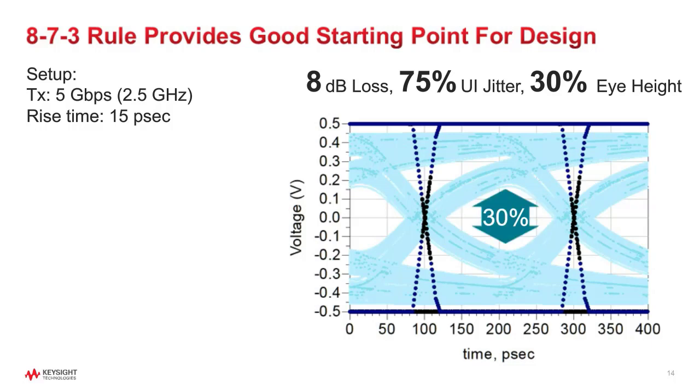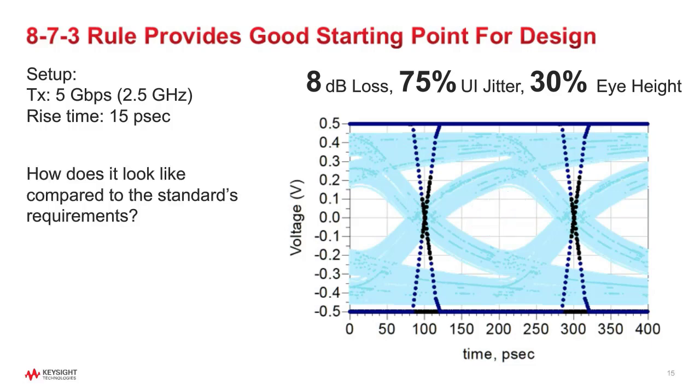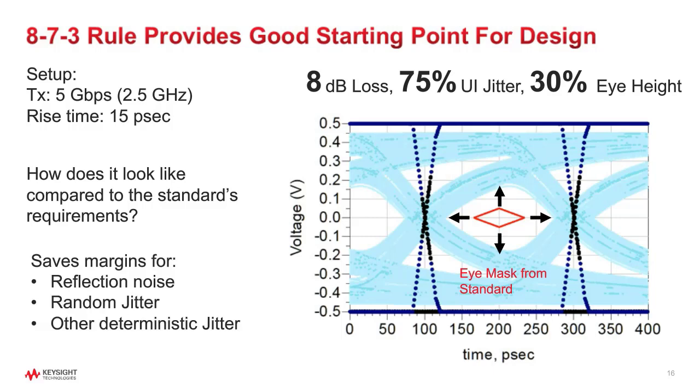Now, the question we're going to ask is, how does it look compared to the standard's requirement after EQ? If we put the mask in red in the middle of the plot, we can see that the eye mask for the standard is fitting pretty loosely in the middle of the eye. What can we use this margin for? Things like reflection noise, random jitter, other deterministic jitter, and other sources of impairments.